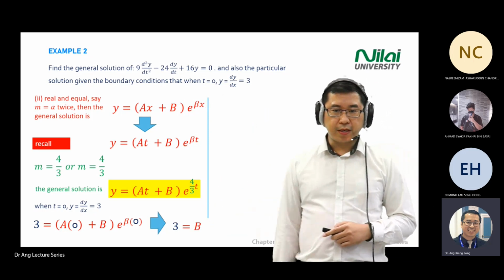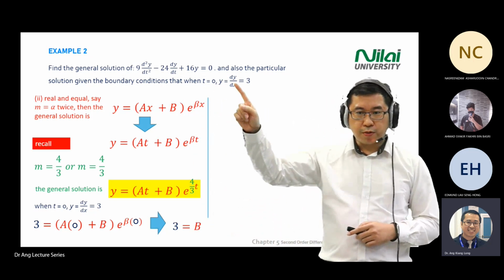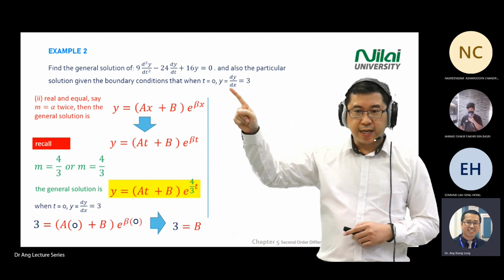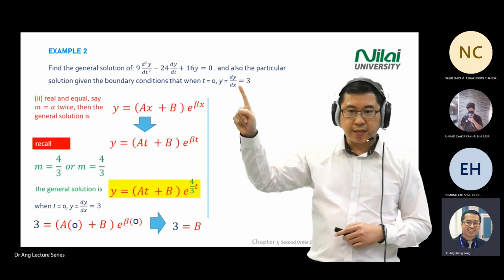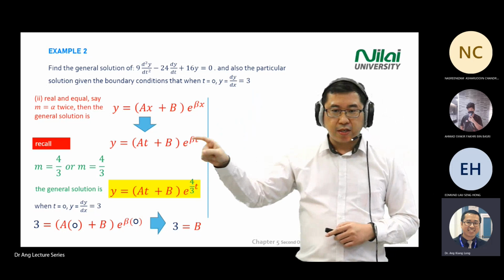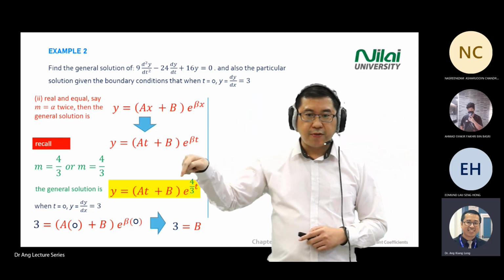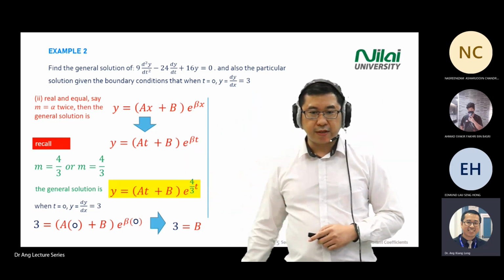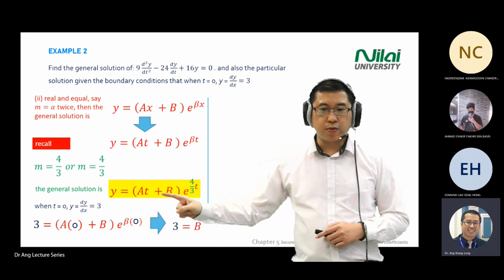Once you found your B, you need to use this information, dy dx. There's a purpose why it gives you dy dx. How to find dy dx? You do first differentiation of this one. Okay? You get the general equation y equal to something.